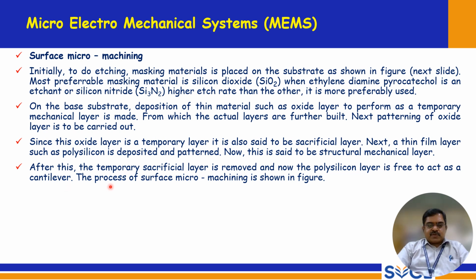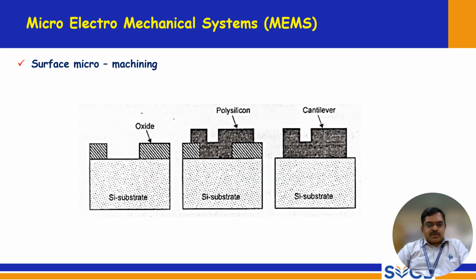The process of surface micro machining is shown in the next slide. You can see here, this is the oxide, and this is the polysilicon, and this becomes the cantilever. This is on the silicon substrate. So this is how surface micro machining is done.